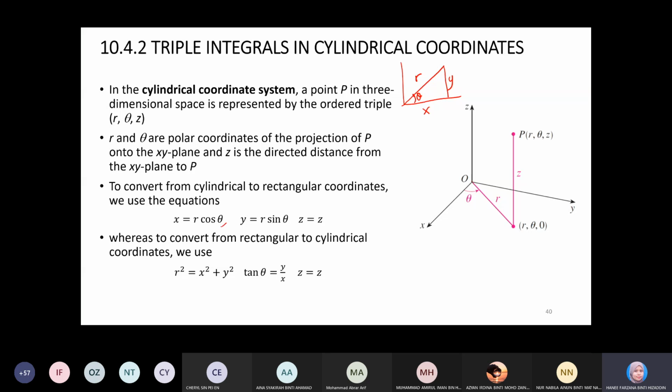You use the same thing, x equals r cos theta and y equals r sin theta, but now z is just z, because z is actually just the distance from the xy plane to any point on the z axis. So there's no need to change it into r or theta. If you need to convert from rectangular to cylindrical, this all applies as well: r squared equals x squared plus y squared, tangent theta equals y over x, and z equals z. This all applies when you need to convert from one coordinate system to the other.